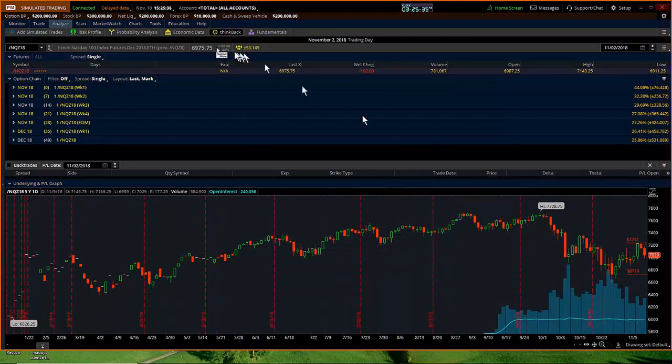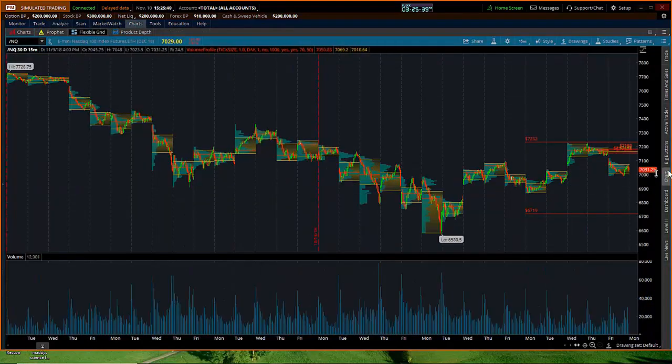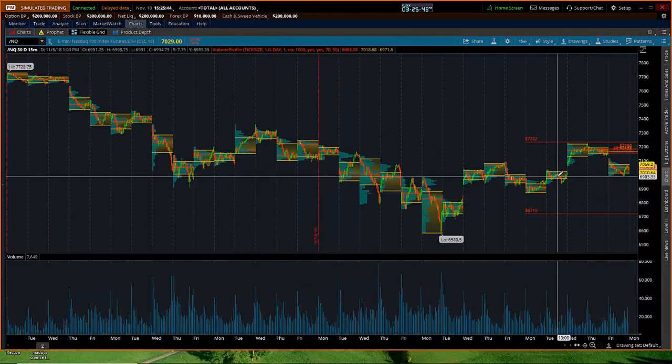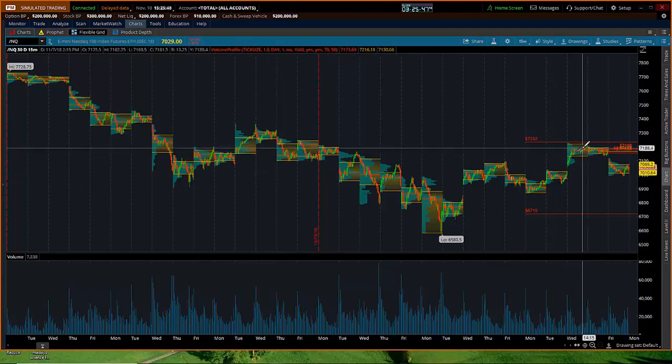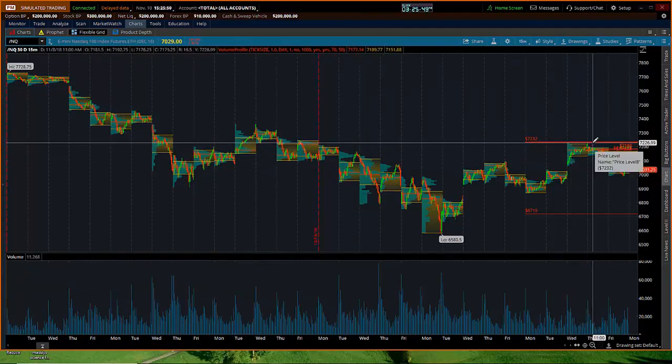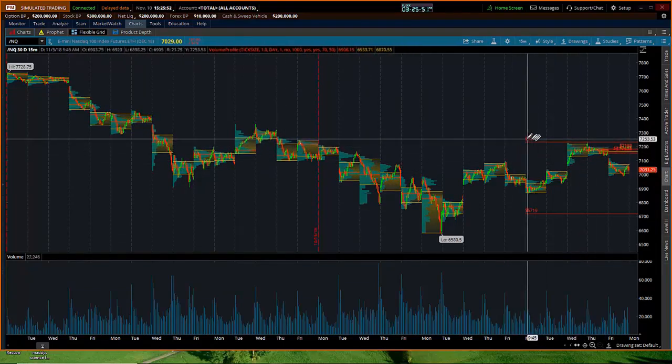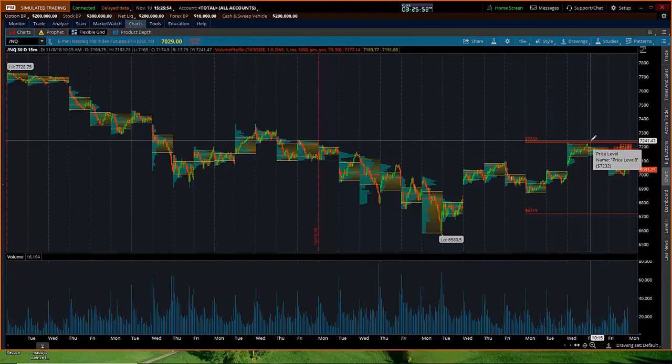Sorry, let me go back to the chart. If you look at it, we had the election on Tuesday, the midterm elections in the US, and Wednesday was a big up day, had a big move, big gap, big run. But as you notice, it came right up to the high of the expected move.